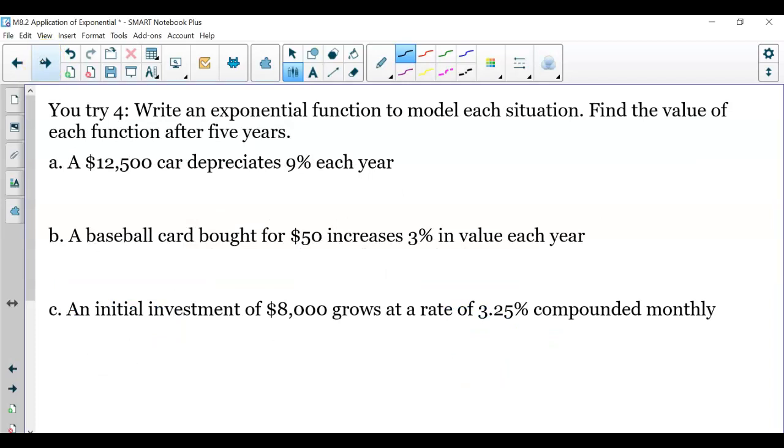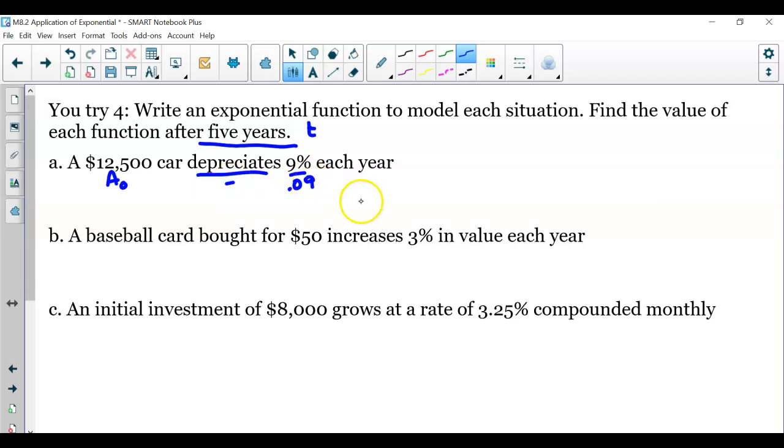Now go ahead and pause the video and try this last one. You try all 3 parts on your own. Now let's see how you did here. Notice how for all of the functions, you had to write the function and find the value of each function after 5 years. So we are using 5 for T. So a $12,500 car depreciates 9% each year. So you have the initial amount depreciate, so you should have subtracted 9% or 0.09.